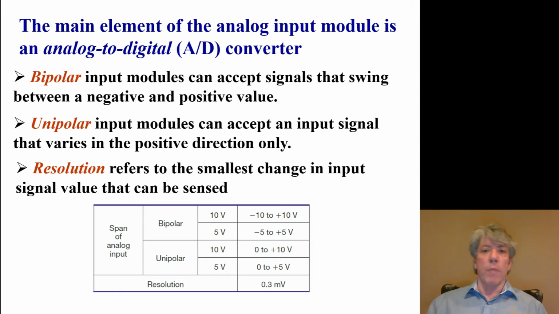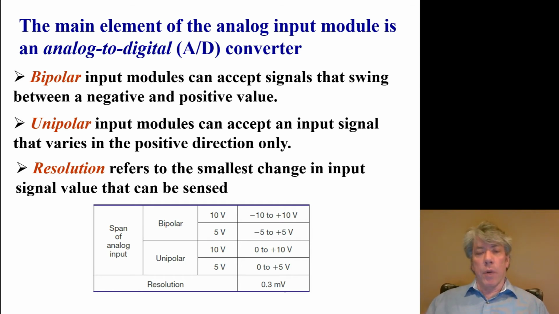Unipolar is by far more common in industry, where the input module only accepts signals that go up from zero, so zero and up to a certain maximum range. So 0 to 10 volts would be common. Negative 10 to positive 10 volts would not be common, but they are available in, say, a negative 5 to positive 5 volt. That would still be a bipolar voltage signal, but what would be much more common is a 0 to 10 volt or a 0 to 5 volt unipolar voltage signal.